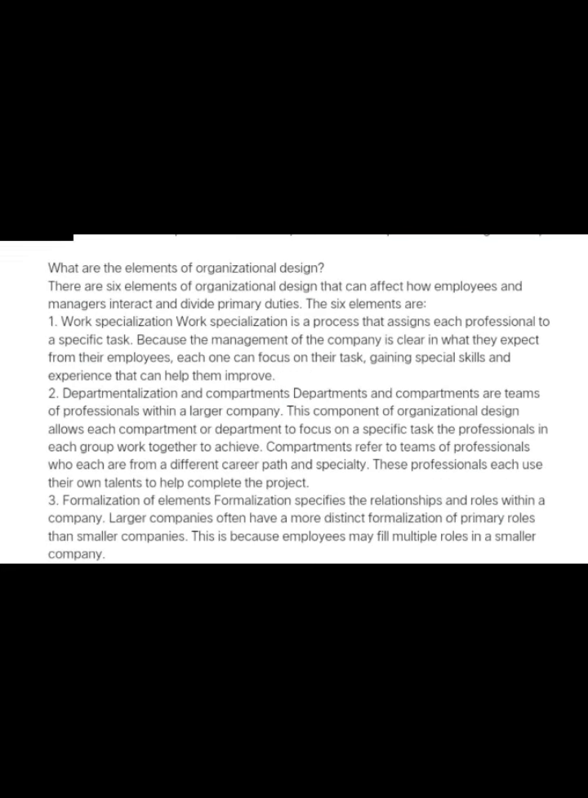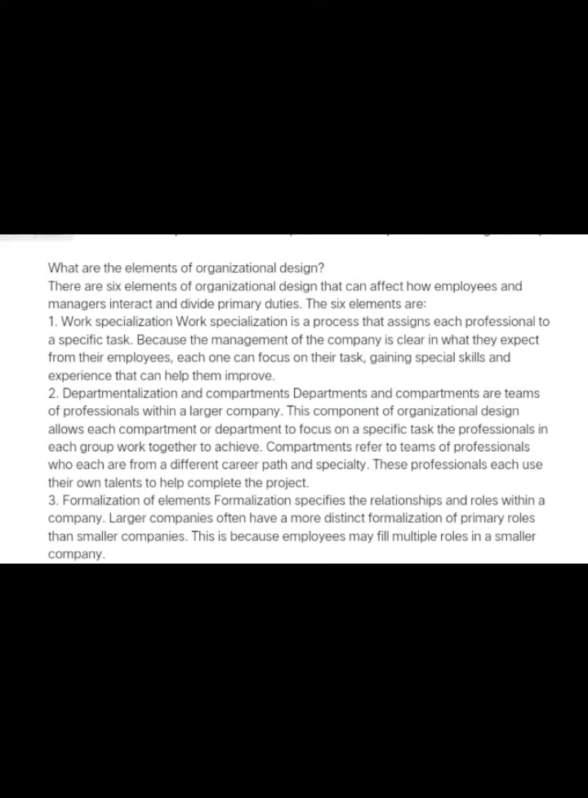What are the elements of organizational design? There are 6 elements of organizational design that can affect how employees and managers interact and divide primary duties. The 6 elements are: first, work specialization. Work specialization is a process that assigns each professional to a specific task. Because the management of the company is clear in what they expect from their employees, each one can focus on their task, gaining special skills and experience that can help them improve.